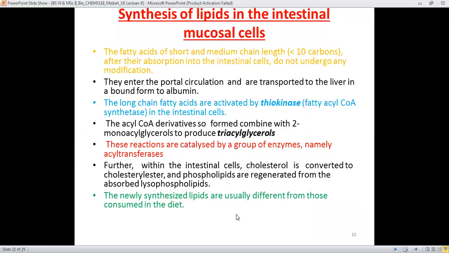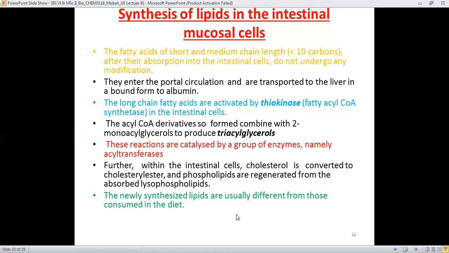Lastly, the synthesis of the lipids in the intestinal mucosal cells. The fatty acids which are short chain or medium chain length, containing less than 10 carbons, after their absorption in the intestinal cell, they don't undergo modification. Modification means there is no reunion of the fatty acid molecules to give again the long chain fatty acids. Therefore, they enter the portal circulation and are transported to the liver bound to albumin.